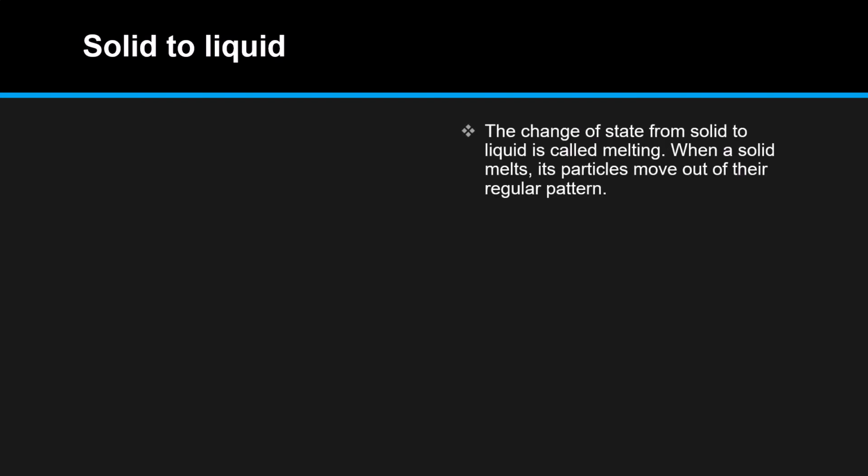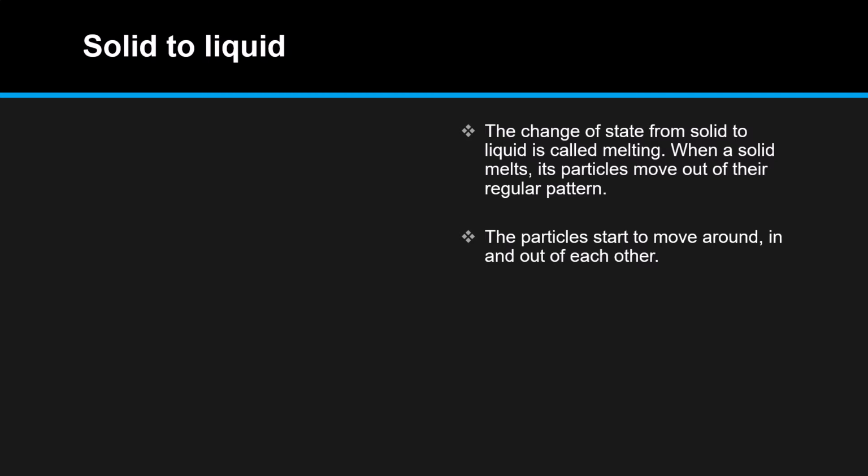Okay, so first let's start with solid to liquid. The change of state from solid to liquid is called melting. When a solid melts, its particles move out of the regular pattern. In a solid, the particles are in a fixed position in a regular pattern. But when it's melting, the pattern is lost. There is no pattern. It's an irregular pattern.